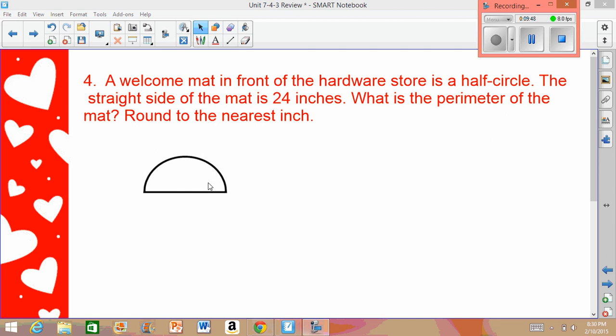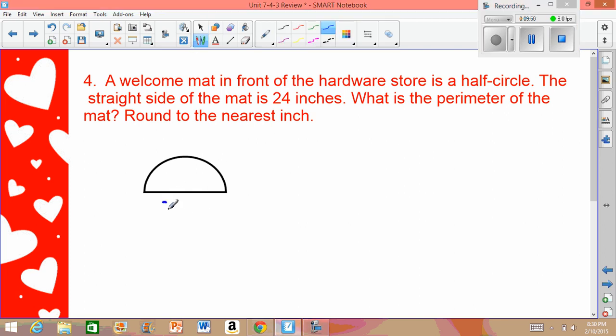All right, here's our mat. It says it's a half circle. It also tells us that this measurement right here across the bottom is 24 inches. Okay, and we are looking for perimeter. So remember, perimeter is the circumference of a circle. So if we look, this 24 goes all the way across. So remember, that is our diameter for our circle. So we're going to use a formula, C equals pi times d.